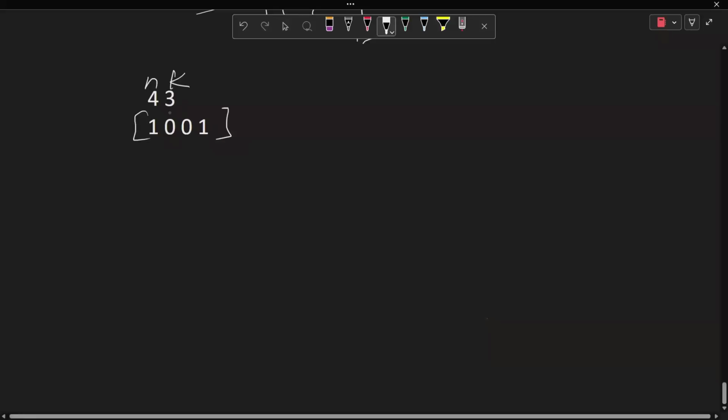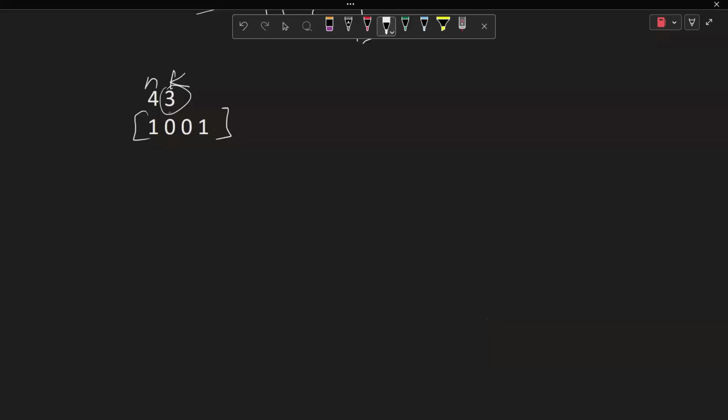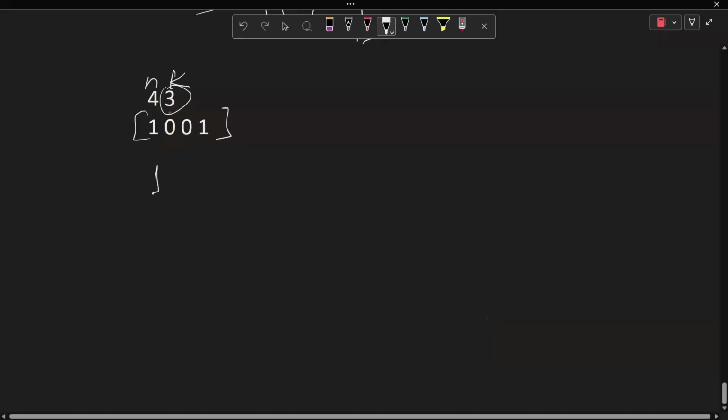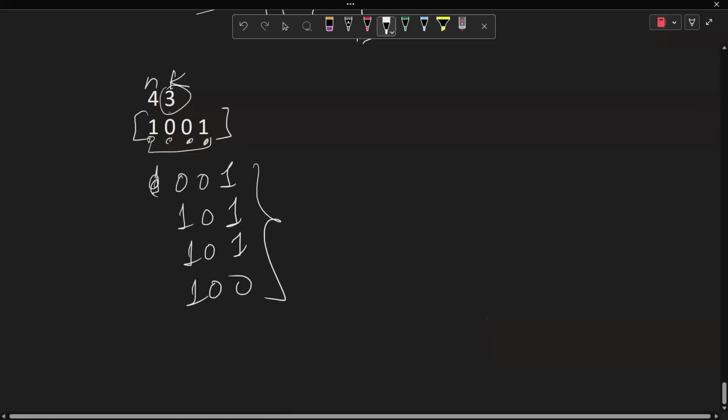So we need to find, for this binary array, if we take all the subsequences of length k. I had explained in an earlier question what a subsequence means, so I'm not going to explain it again. If you take all the subsequences of length 3, what all would it be? It's a 4 length array, so to take all the subsequences, I can just remove any one element. If I remove this, it would become 0, 0, 1. If I remove this, it would become 1, 0, 1. If I remove this, 1, 0, 1. If I remove this, 1, 0, 0. So these would be the only 4 possibilities for a subsequence of length 3.